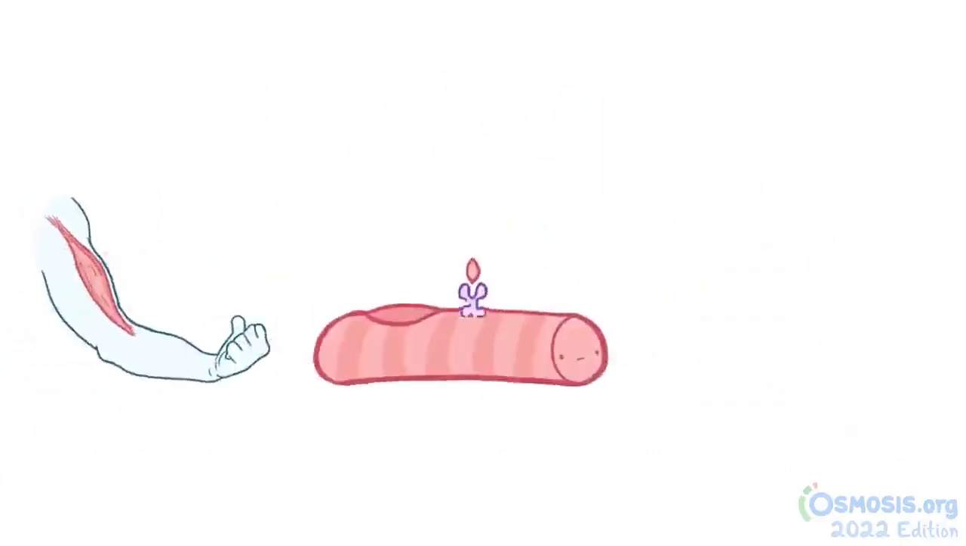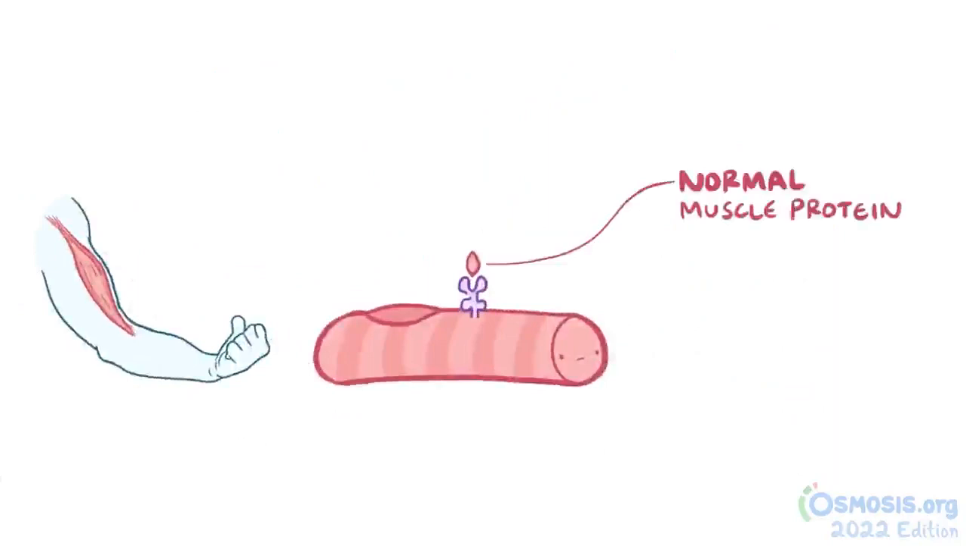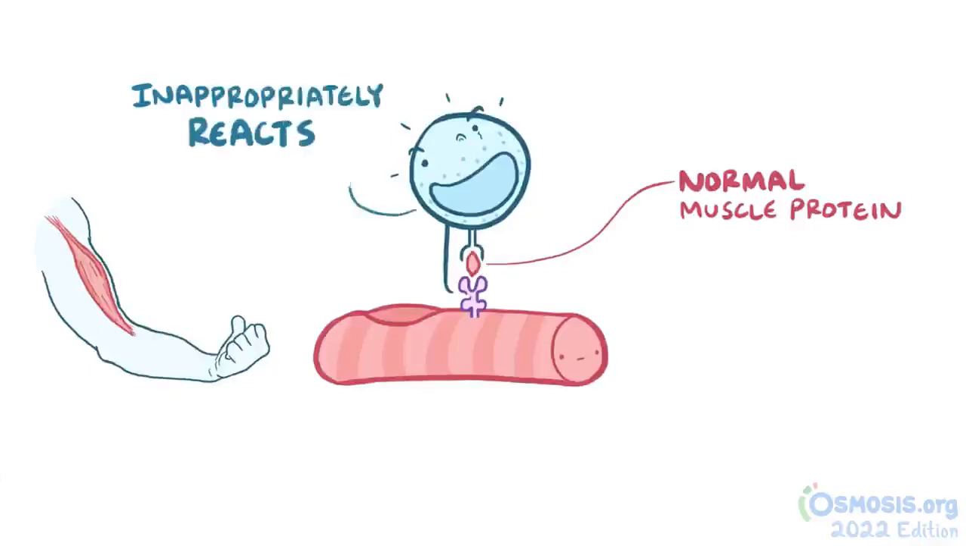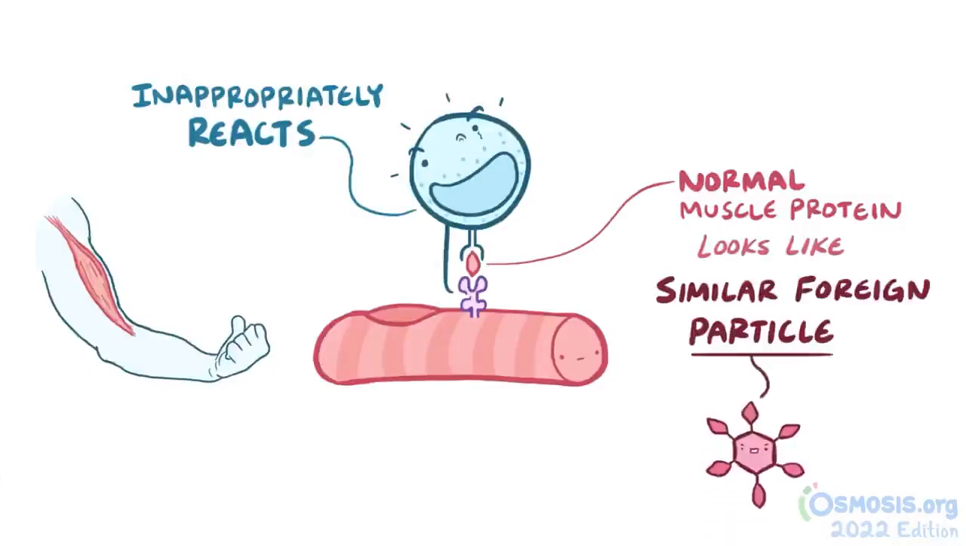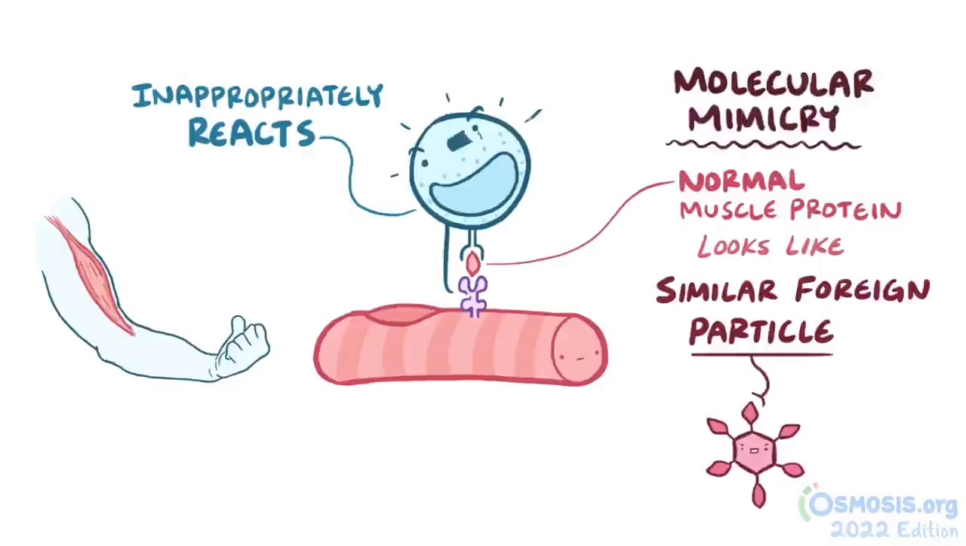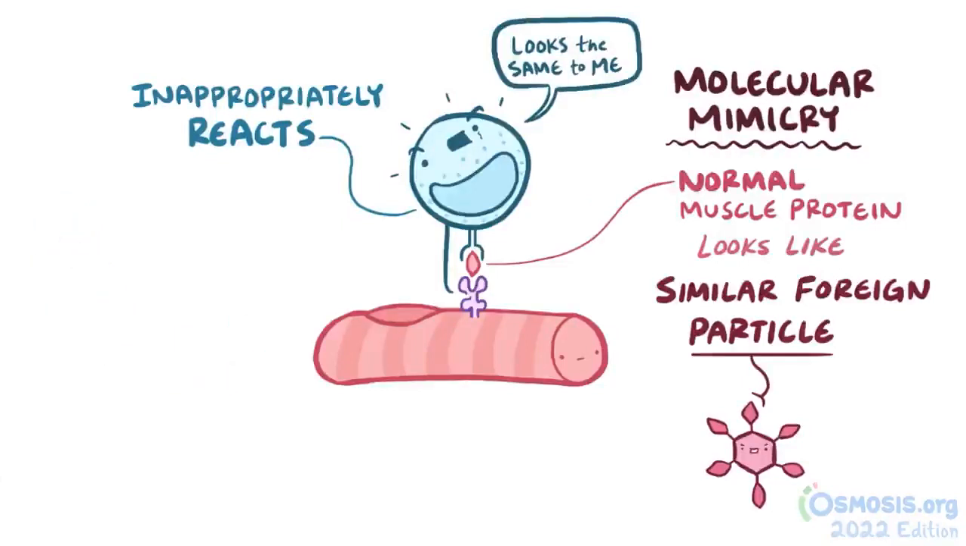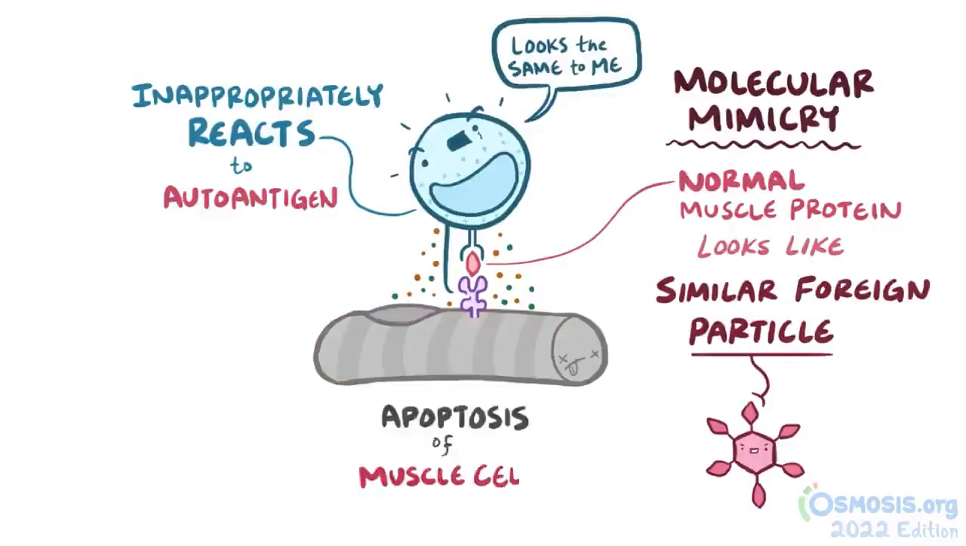In polymyositis, healthy muscle cells present normal muscle proteins on the MHC class 1 molecule, but the cytotoxic T cells inappropriately react to them, and they get activated. That's because it's thought that the muscle proteins might look similar to a foreign pathogen. And this is called molecular mimicry, because from the perspective of the cytotoxic T cell, the host protein is mimicking a foreign protein. When our own protein triggers an immune response, that protein is called an autoantigen. So when the cytotoxic T cells are activated by the autoantigen, they cause apoptosis of the muscle cells.